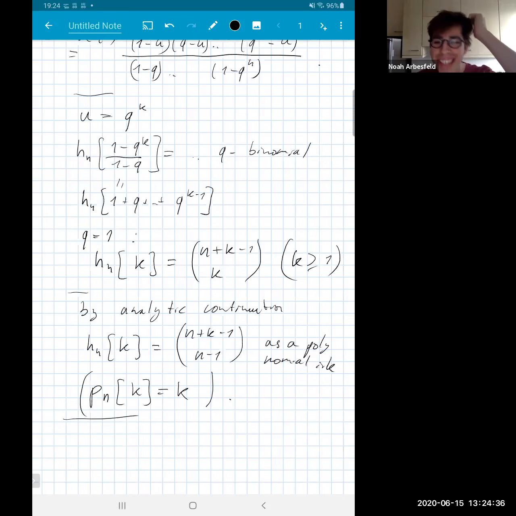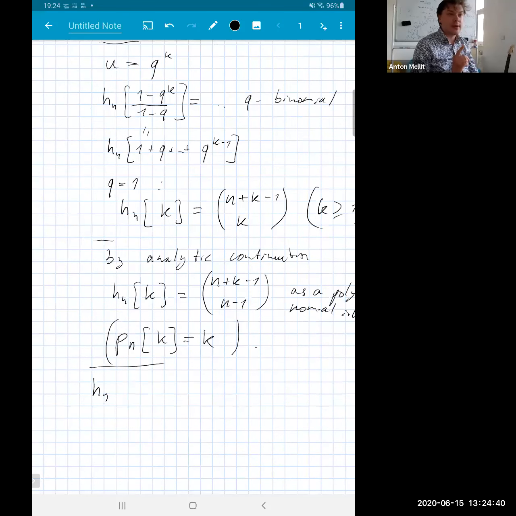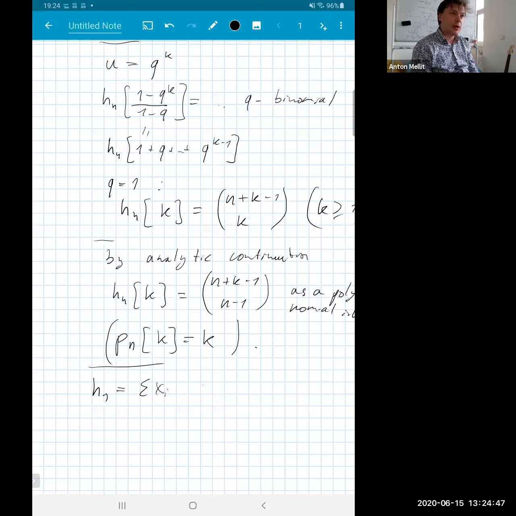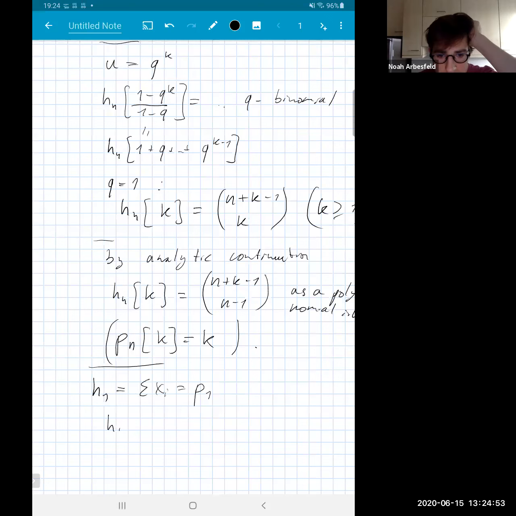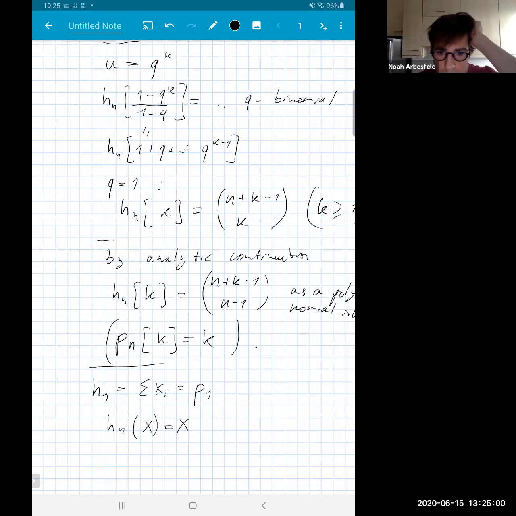Yeah, no, h1 of k, is that k? h1, by definition, is just the sum of xi's as a symmetric function. And so it's equal to p1. So h1 of anything, by the axiom, is just the same thing, x. Right. So if I plug in 1 into your formula, I get k choose k, which is 1. Yes.